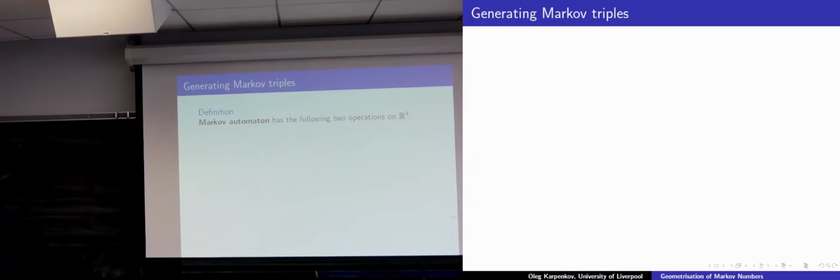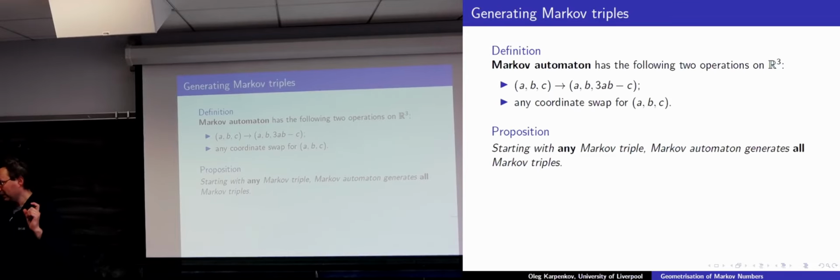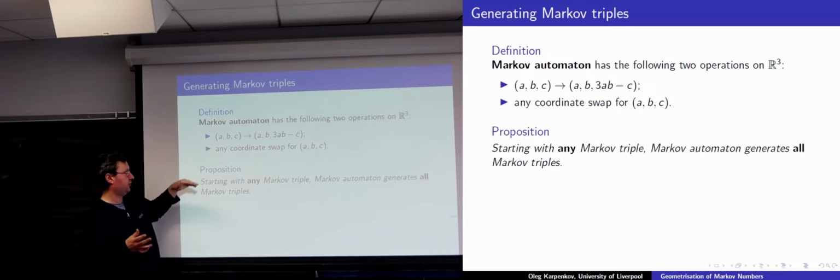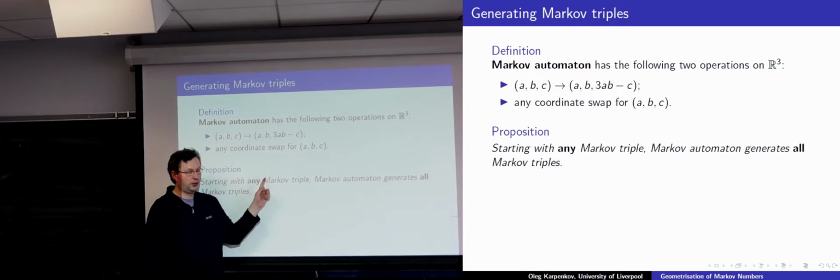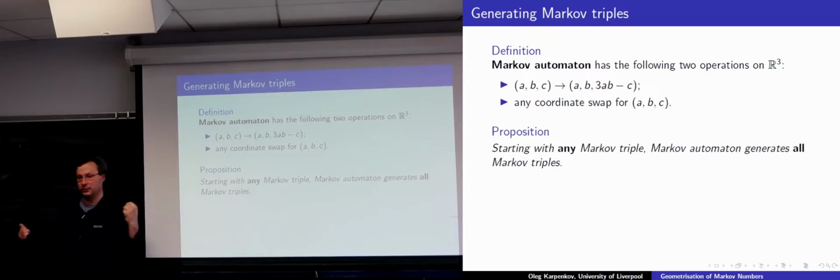Okay, generating Markov triples, so that's how we generate them. And now we have a very funny proposition, which I don't know how to prove, and I wouldn't prove it here at least. Starting with any Markov triple, if you do these steps of the automaton in any combination you like, then you can reach any other Markov triple. A Markov triple is just a triple that is a solution of the original equation.